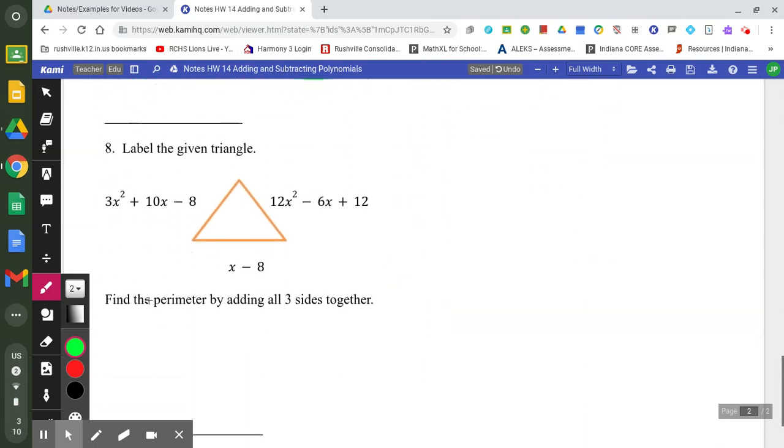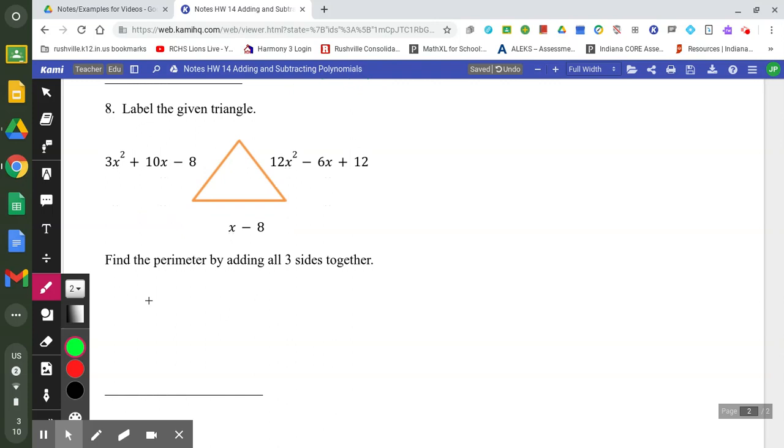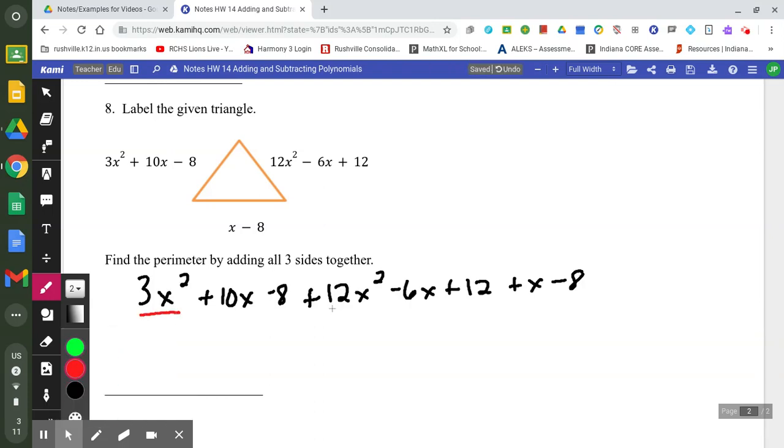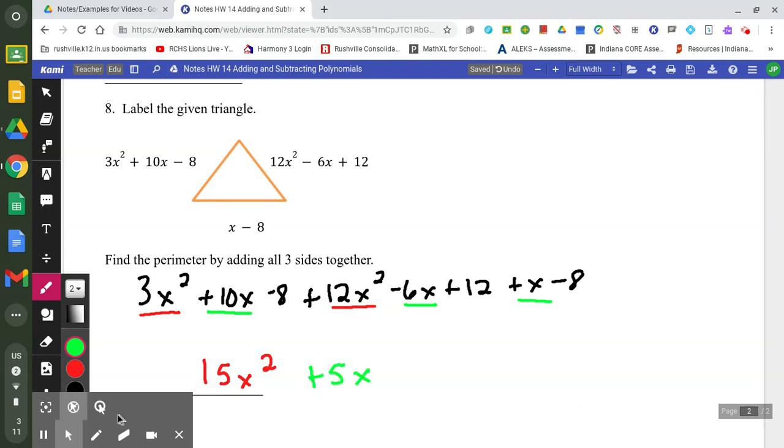And then number 8, find the perimeter. So I just write all of those 3 sides down, add them together. Okay, so I have a 3x squared and a 12x squared, so 15x squared. Then 10x minus 6x plus 1x, so that would be 4x plus that 1 would be plus 5x. And then minus 8 plus 12 minus 8, so that would be positive 4 minus the 8, minus 4.